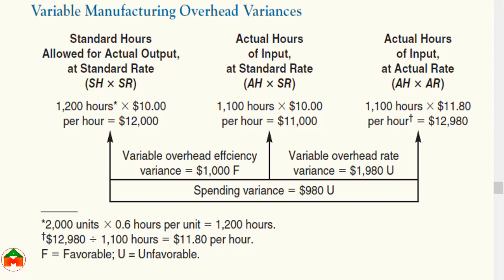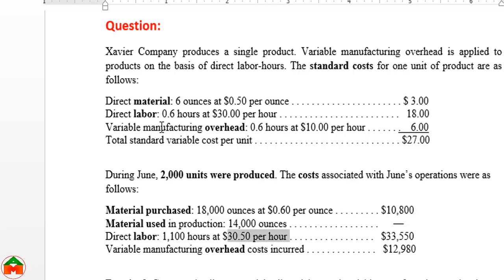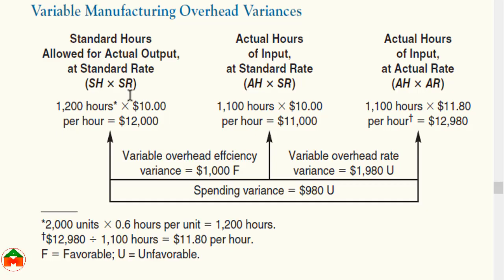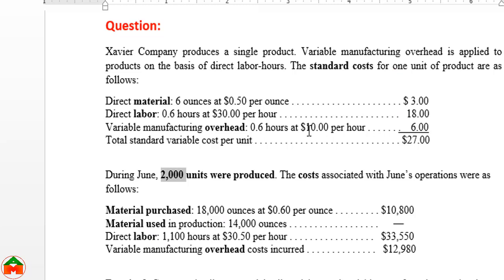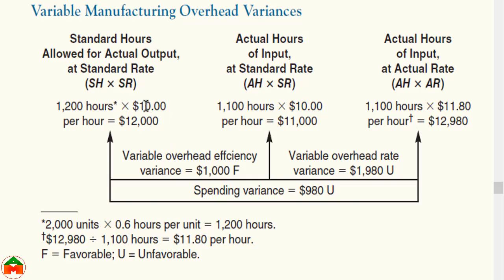So the standard hour, from the question we can see the labor standard hour is 0.6 per unit, and for 2000 units it would be 1200 hours, and the standard rate in the question is $10 per hour. So this is the standard rate. Here the standard rate is 10, and again here the standard rate is 10.